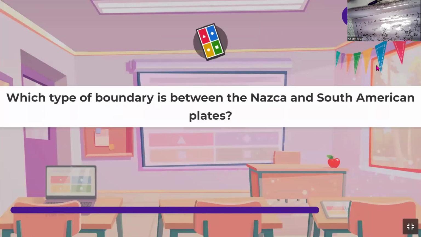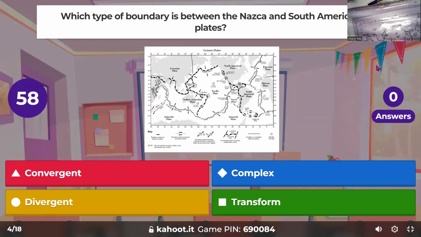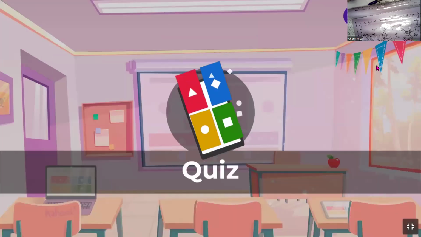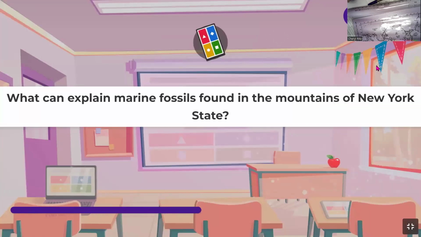What type of boundary is between the Nazca and the South American plate? Purple. Oh, you guys are getting a little into this. Is that orange or yellow? Yellow. I think it's orange, but I think it's supposed to be yellow. Orange, yellow. All right, so yeah, it's not complex. There's no complex anywhere over there. So if you said complex, were you just throwing numbers out there? Or letters or colors? It really, it's not. Let's just focus on ourselves.